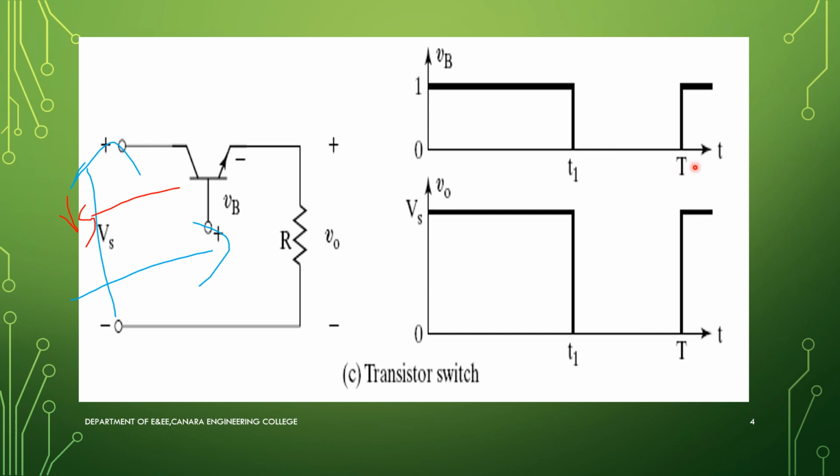T1 to T is your off period. The BJT is not conducting, so BJT will not conduct during this period. Here it is off. During this interval, the BJT is on, so here you get the output voltage. In this area, you don't have the output voltage. Is that clear?